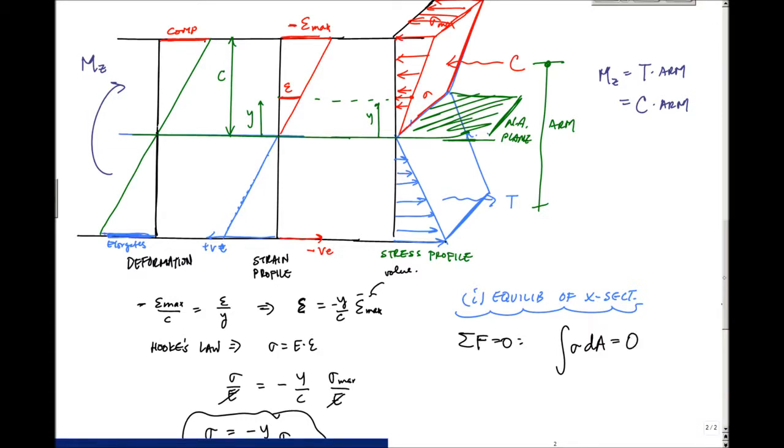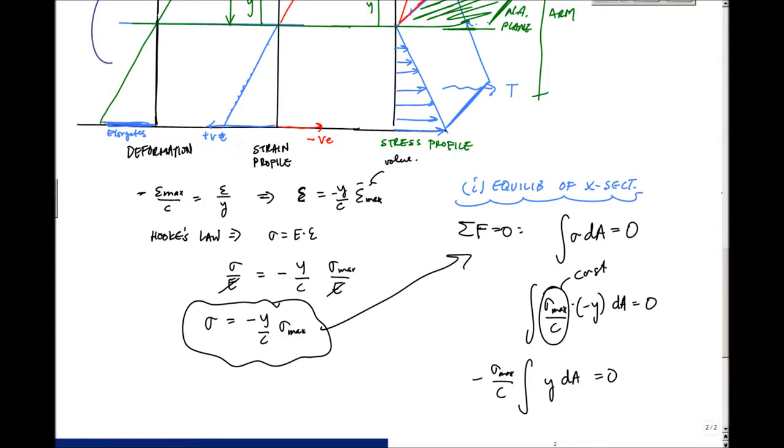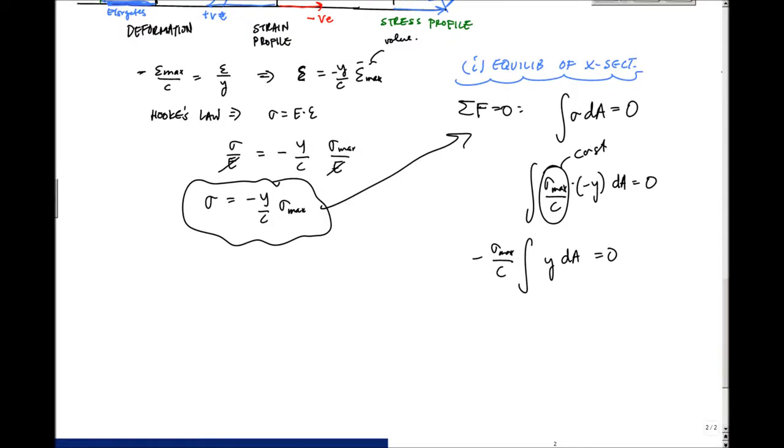And if I substitute the definition of stress here, it would be sigma max over c times negative y dA equal to 0. And here, these are constants, so I can take that out. This minus sigma max over c times the integral of y dA equal to 0. And the only way for that to be true is for this to equal 0.